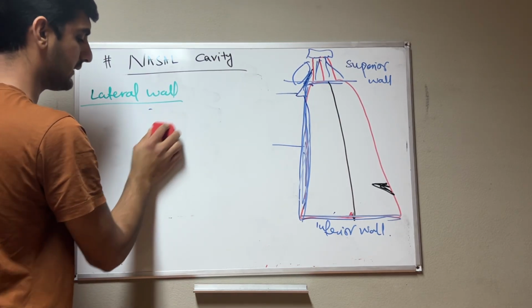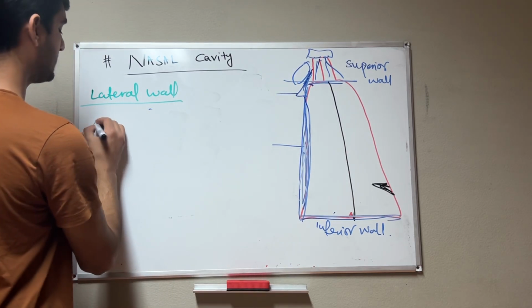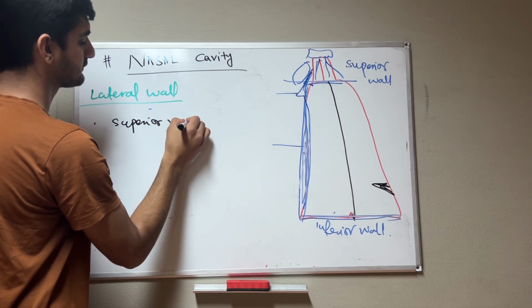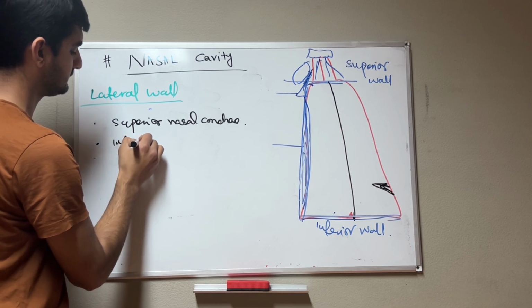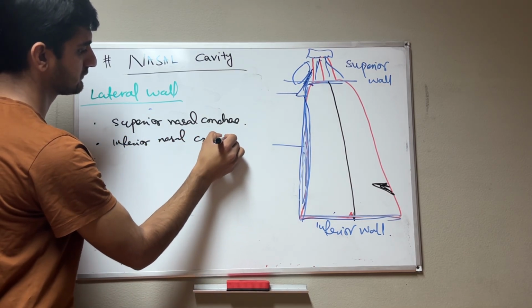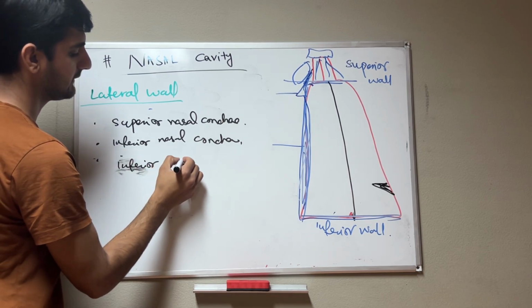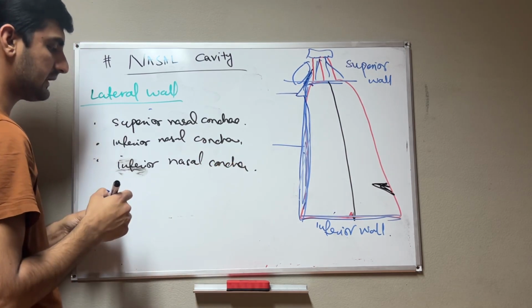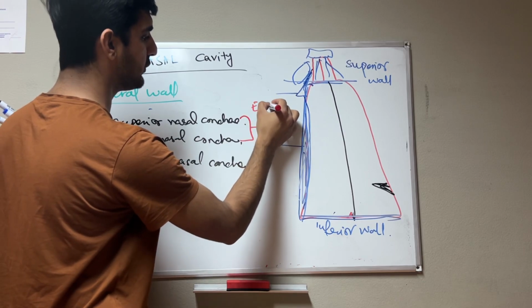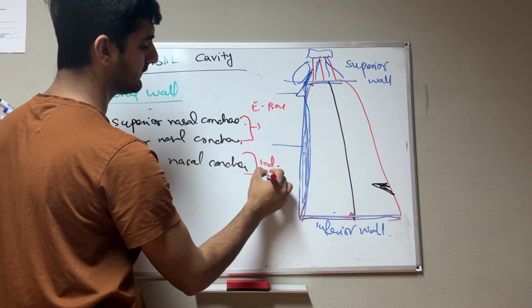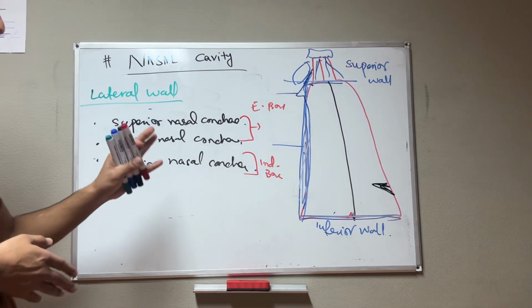Now we are going to discuss the three main concha which are located in the lateral wall of the nasal cavity. First is the superior nasal concha, then the middle nasal concha, and the inferior nasal concha. These are the three concha which take part in the lateral wall of the nasal cavity. Now these two are present in the ethmoid bone. This one is our independent bone, which we discussed in the facial bones. We have the body and process of the inferior nasal concha bone, which also takes part in the nasal cavity.